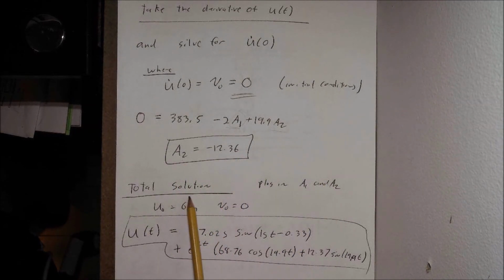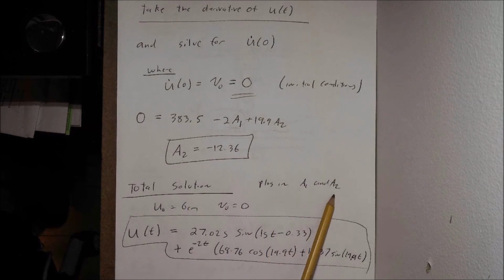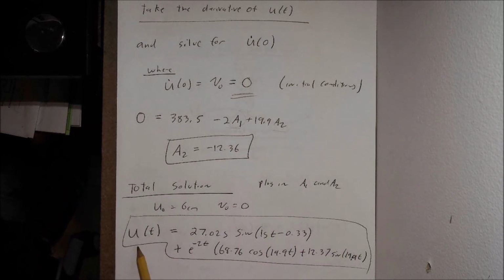So for our total solution, we can plug our a1 and our a2 values back into our u of t equation from our initial conditions that we solved those for. And u of t is equal to 27.025 times the sine of 15t minus 0.33, plus e to the negative 2t times 68.76 times the cosine of 19.9t plus 12.37 times the sine of 19.9t. That is our total solution.